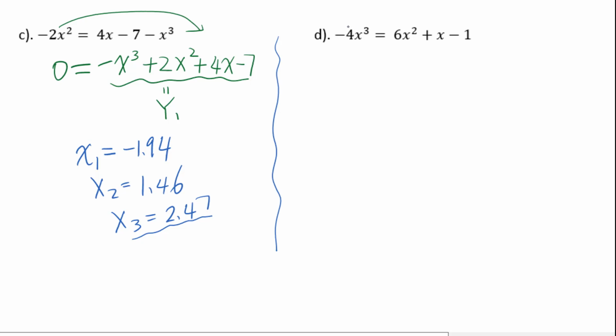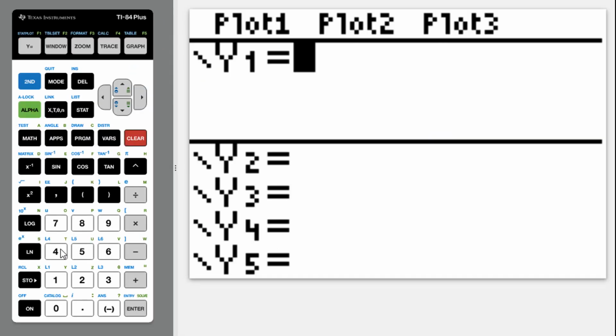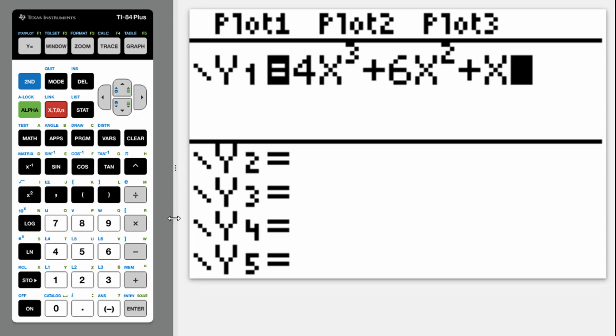Let's go to D. This time, I move -4x to the third power to the right side. You will get 0 equals 4x third power plus 6x squared plus x minus 1. So we will put this into y1. Go to y1. We will put 4x third power plus 6x squared plus x minus 1.